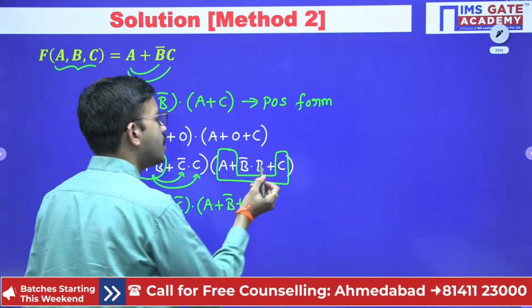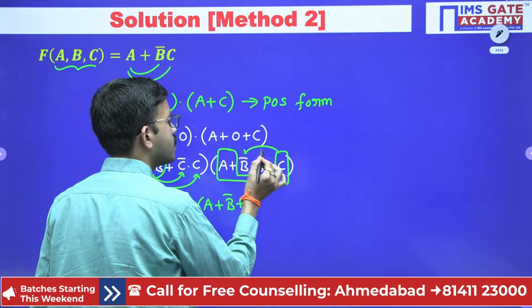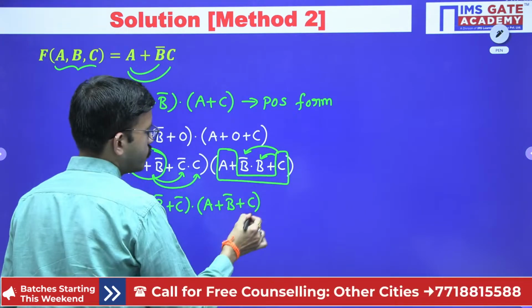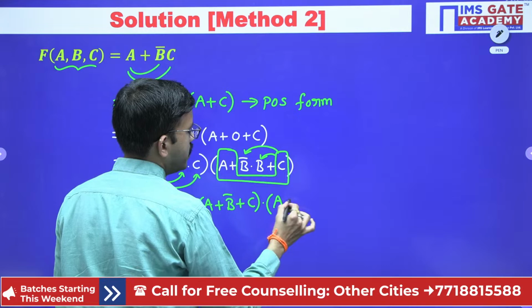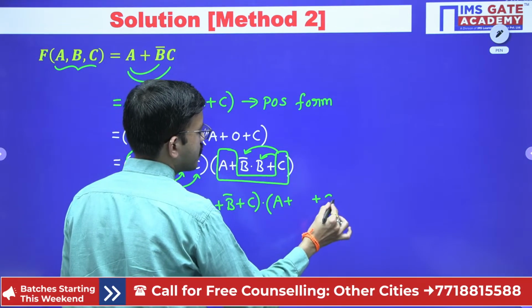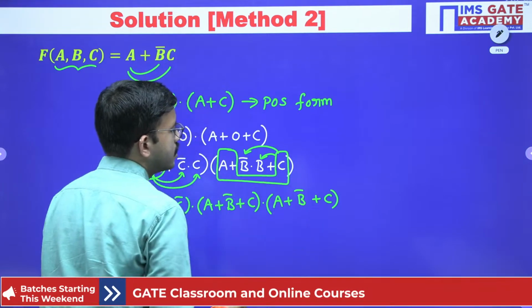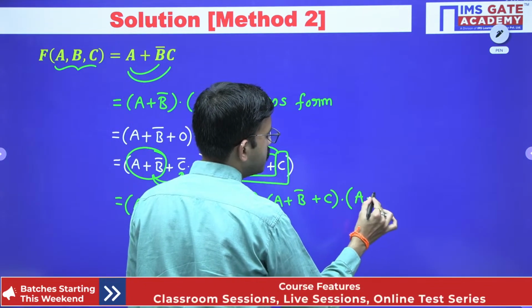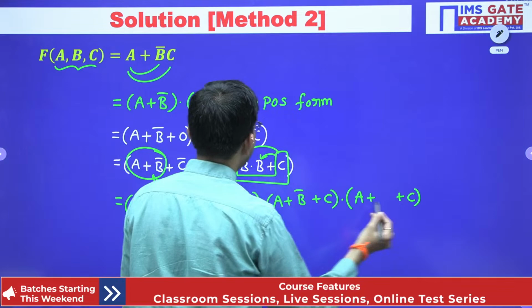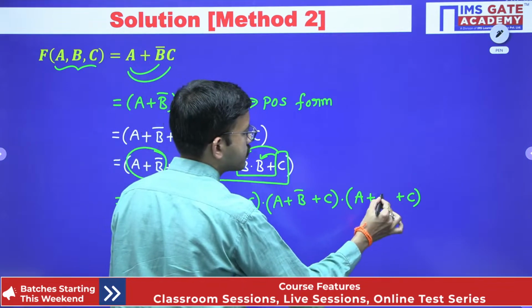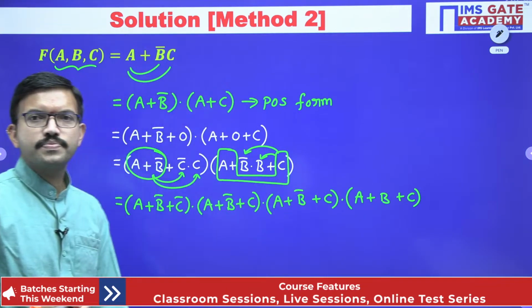Now once again you can apply the distributive law. So what you will get: (A + C + B̄)(A + C + B). I hope it is clear for everyone, right?